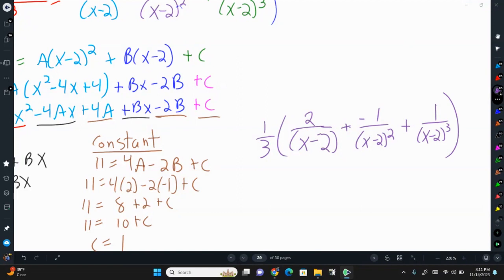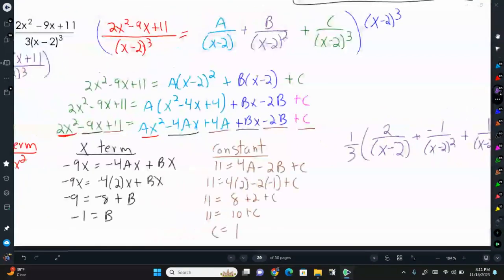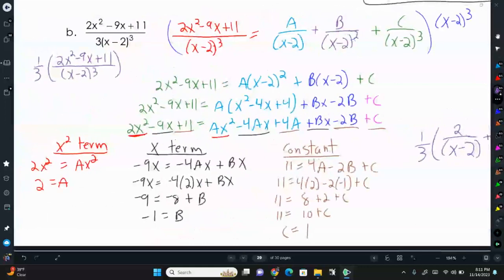So the fraction decomposition does get a little bit easier the more you do it and the better you are at matching up your like terms and creating this little table here and treating that as a puzzle.